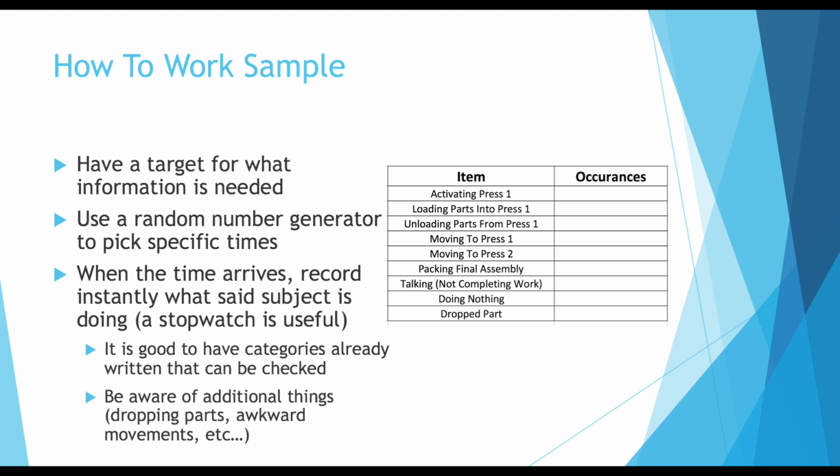From a practical standpoint, it is good to have the categories already written. That way you don't have to write down what's happening. Sometimes you're doing a very rapid work sample and you only have time to make a check. You see them walking, check it. You see them pressing a button, check it.